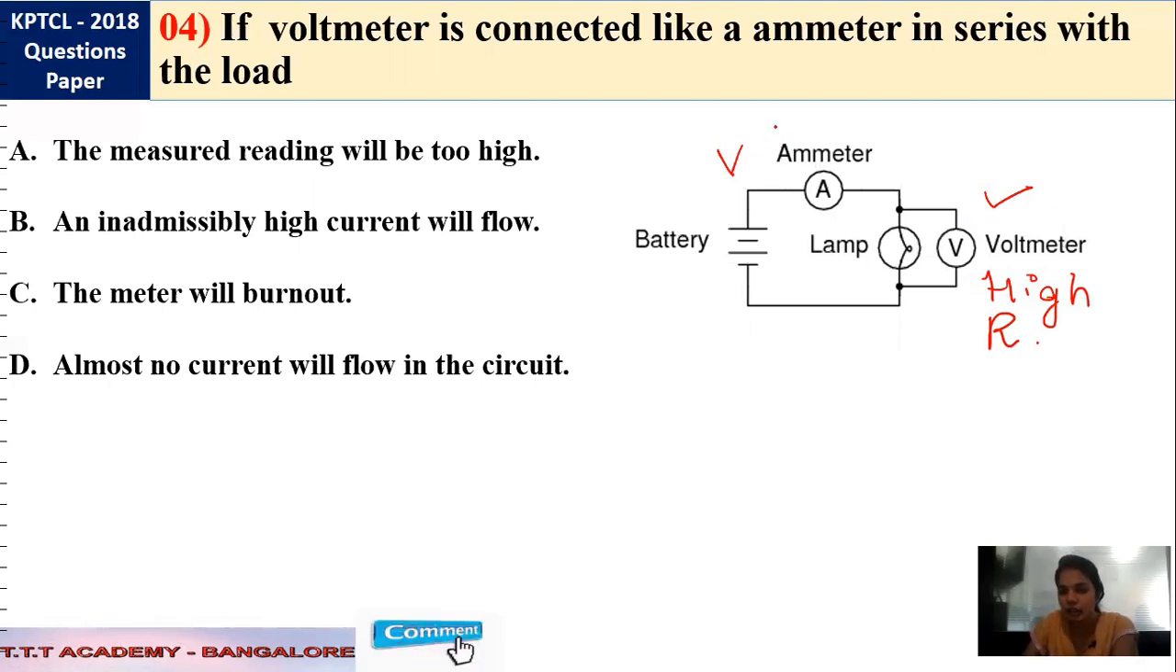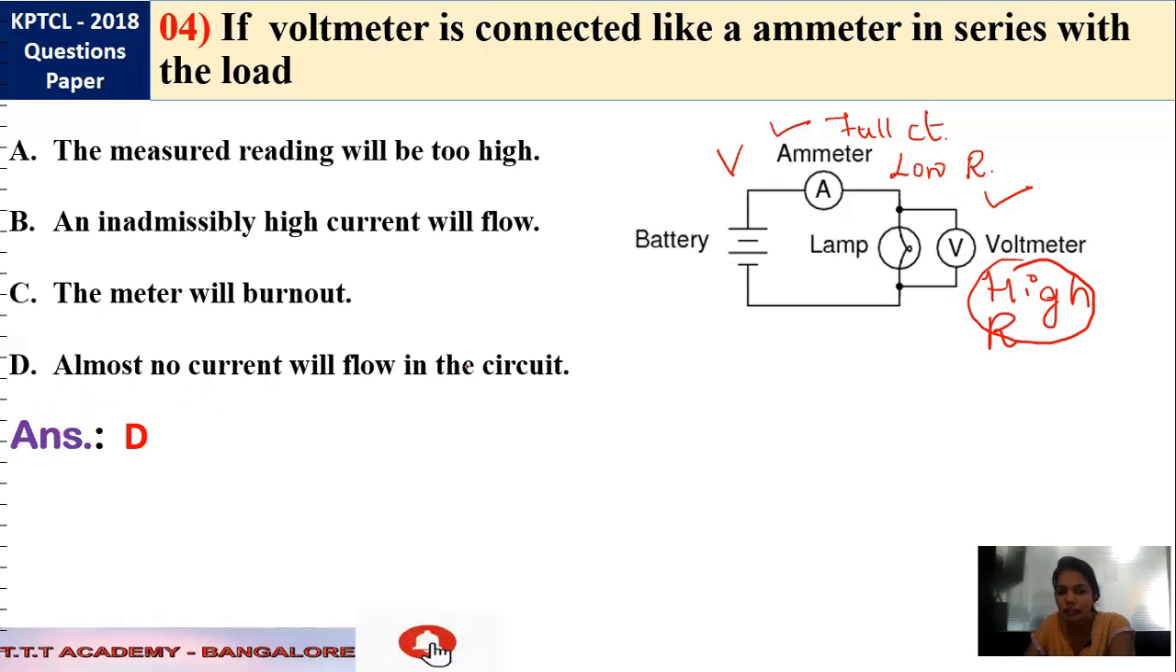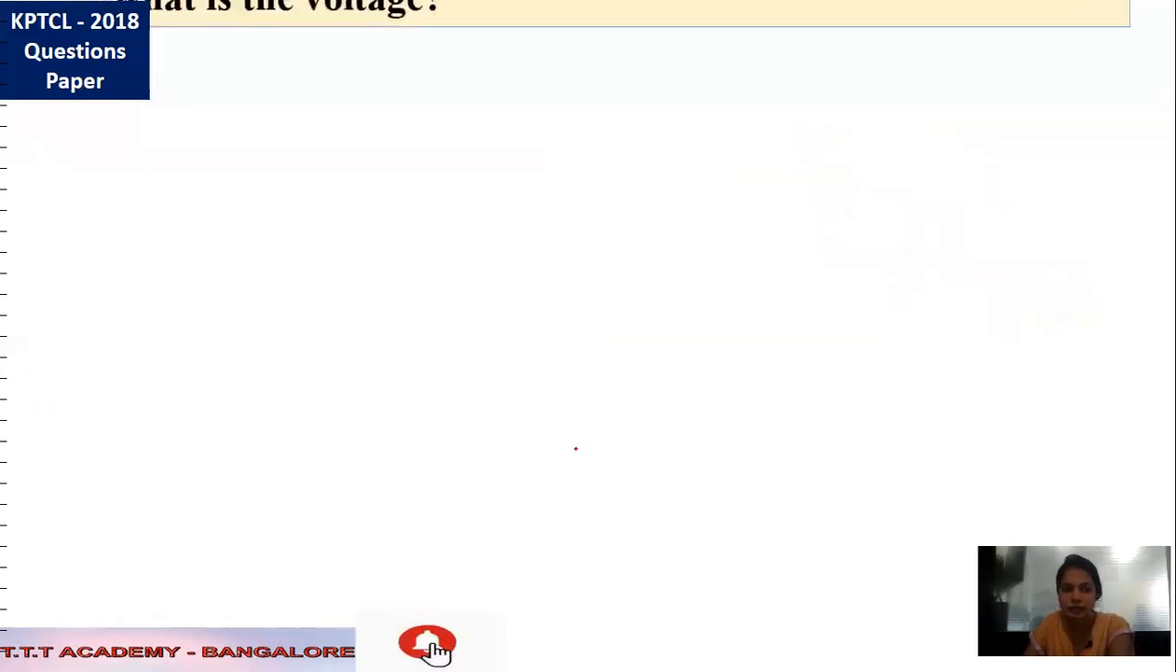So ammeter will always be connected in series with the circuit in order to have the full amount of current. It is made up of a low resistance in order to reduce its effect on the circuit. So if we connect the voltmeter in series, which has a very high resistance, almost no current will flow through the circuit. So the answer for this question is option D, almost no current will flow through the circuit.